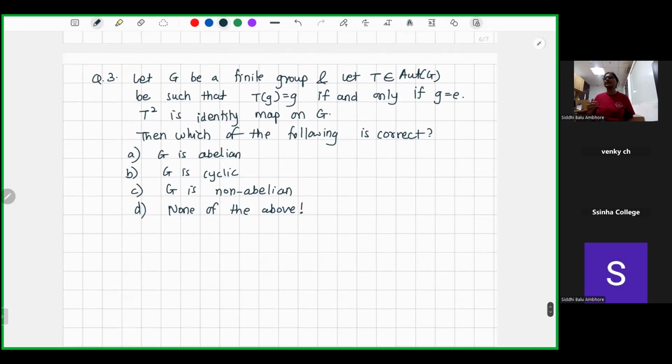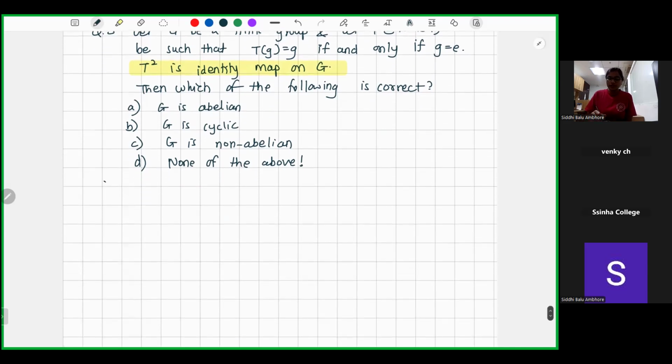That G is again a finite group, T is an automorphism such that T of g is g if and only if g is identity. And now there is one more condition here, that T square is my identity map. So T, when I compose twice, I get the identity map. Now they are asking what can we say about G in this case. So from a previous example itself, we already have that.